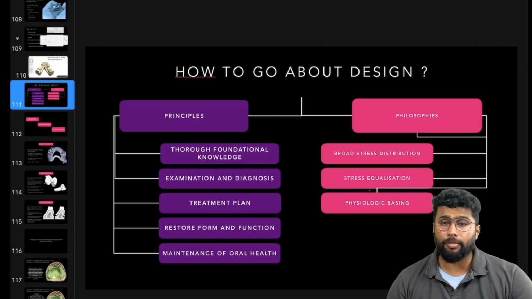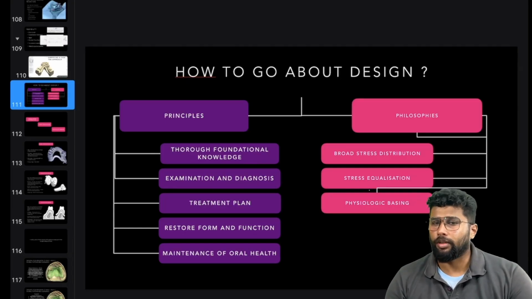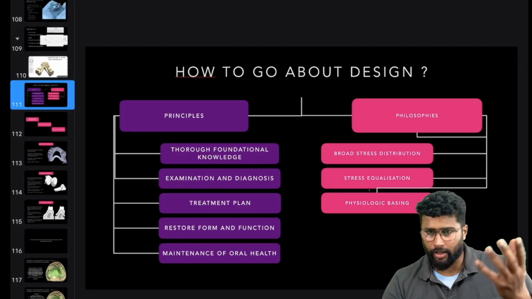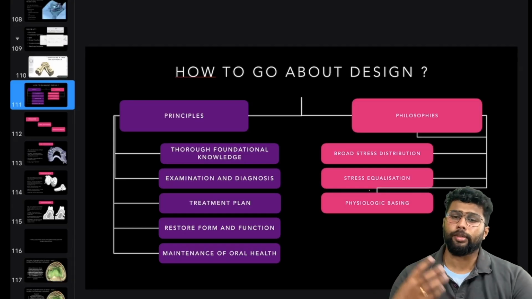Now, of course, the principles are straightforward and theoretical. They are based on thorough foundational knowledge. You do a proper examination and diagnosis of the patient, you chart out a proper treatment plan, you restore the form and function, and of course, you maintain the oral health so that the patient can have good function and aesthetics.